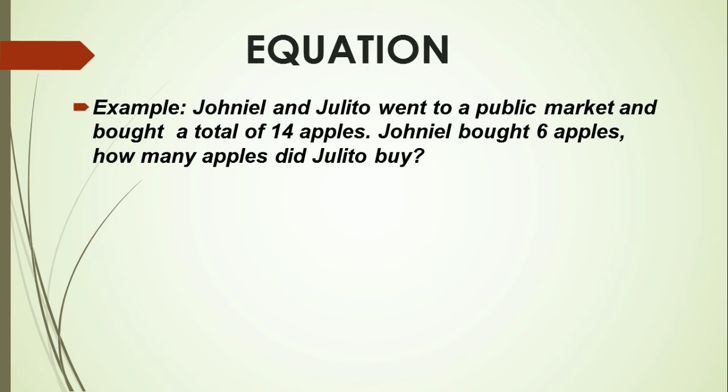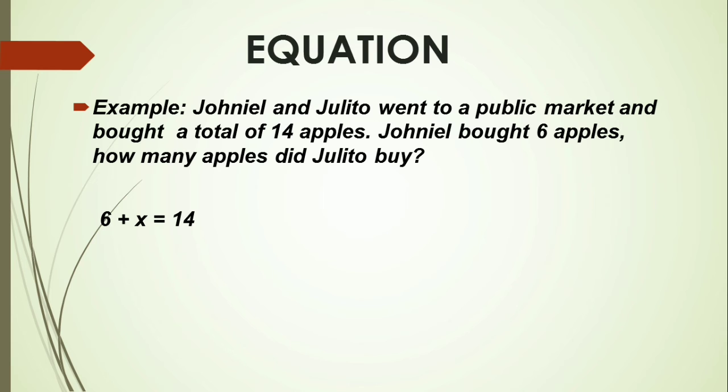To solve this kind of problem, we need to create an equation by using what we have in the given. The first thing is that Janiel bought 6 apples, so we just need to put 6 in the equation. Next, they bought a total of 14 apples. That only means that if you add how many apples Julito and Janiel bought, it will result in 14 apples. Hence, we just need to put equals 14.